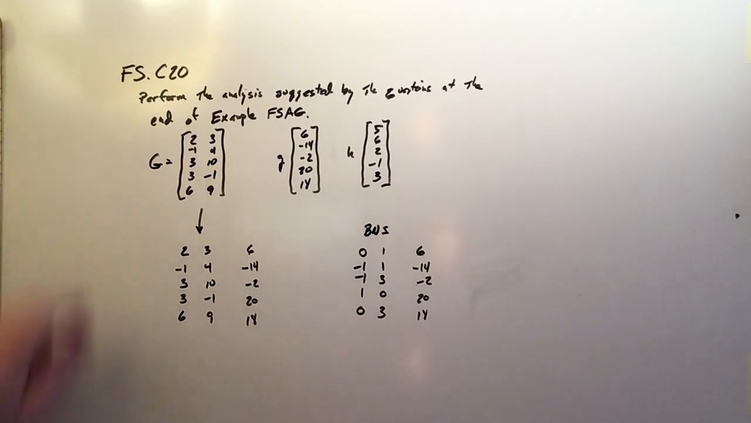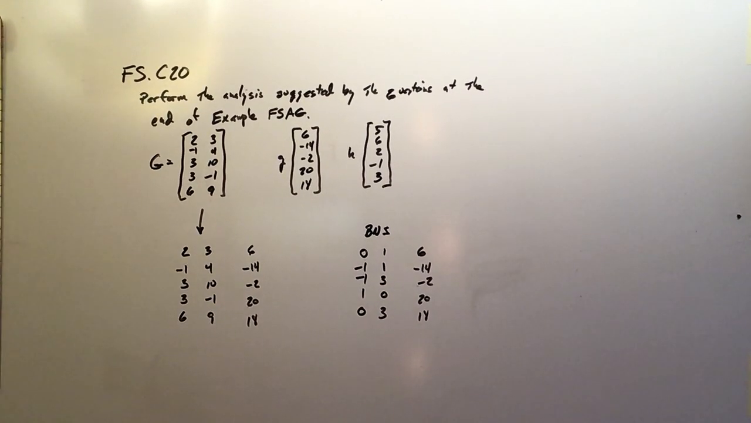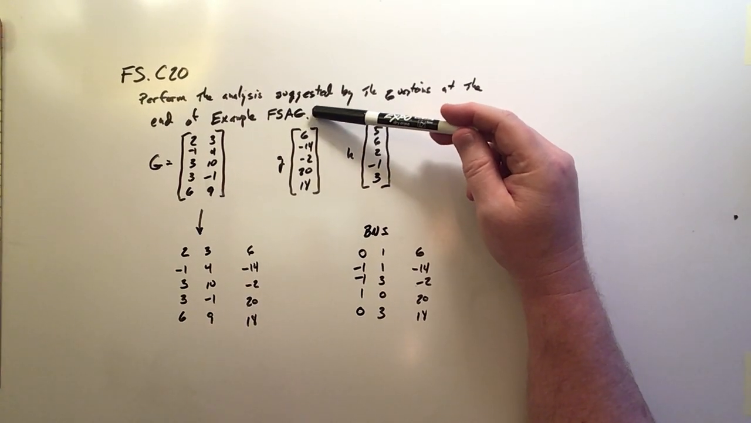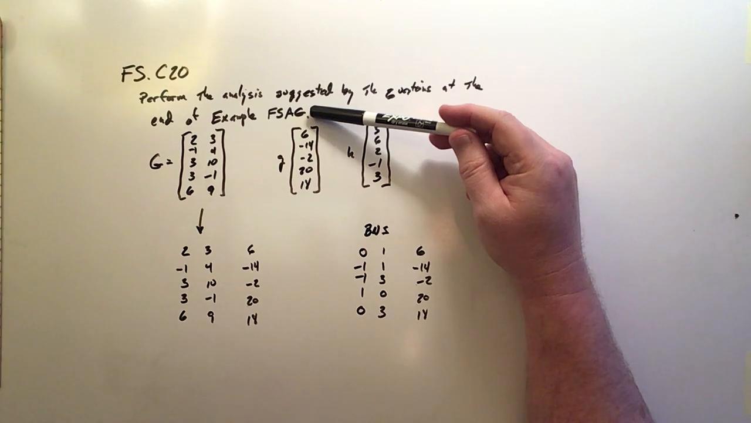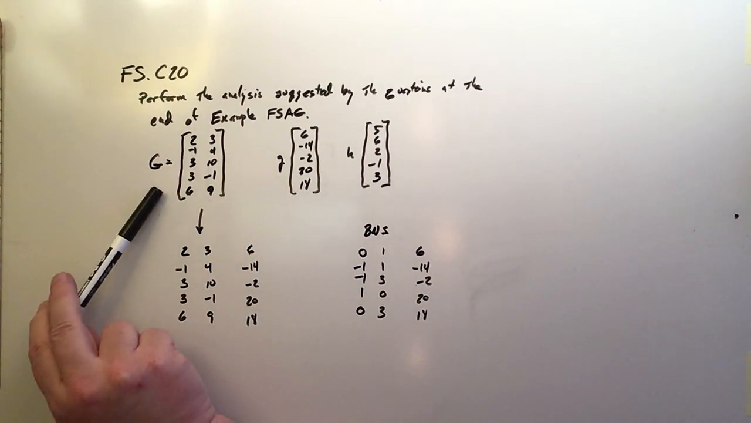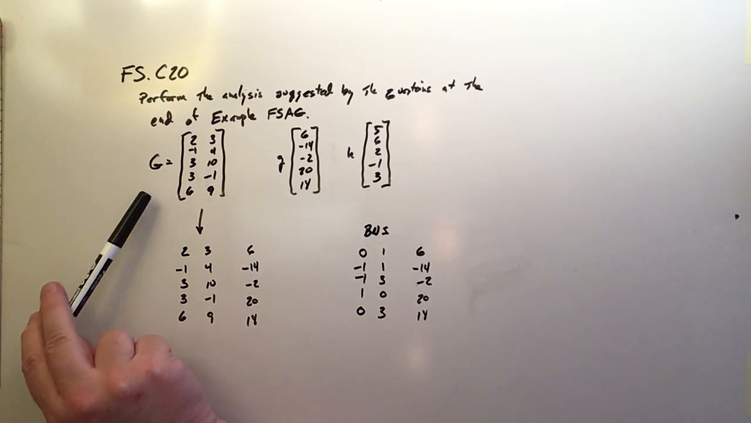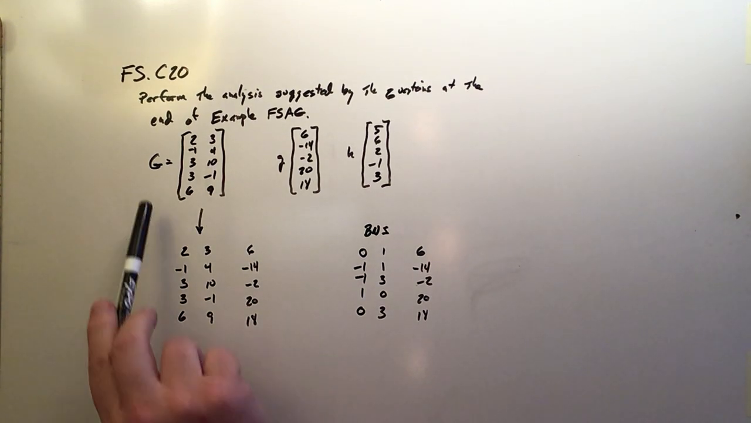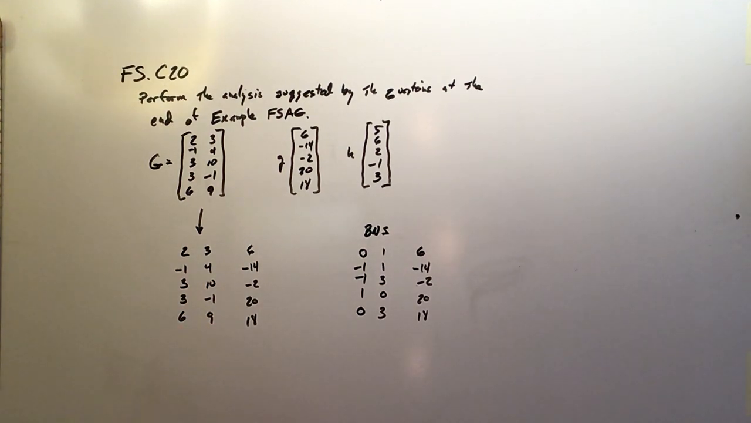Okay, this is FS.C20, and basically it was asking us to continue some analysis on example FSAG. What that one was about was analyzing the four different representations. This section is four subsets. So it was looking at the four subsets of this vector G. And it's actually part of two archetypical systems.